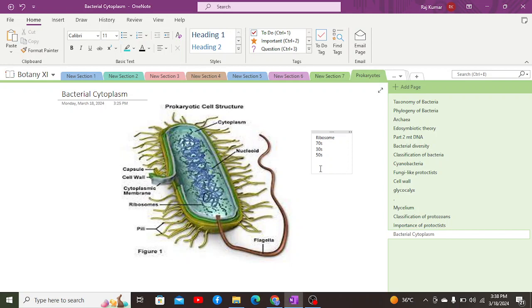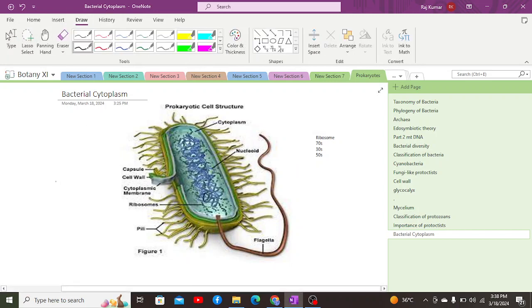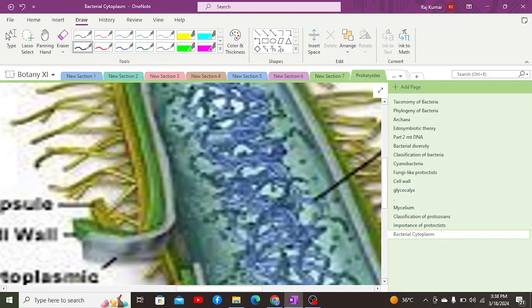When it comes to other characteristics, we do not have any particular membrane-bound organelle, but around the plasma membrane we have certain invaginations. Here we have the plasma membrane, and it is a bit invaginated inside. This invagination of the plasma membrane into the bacterial cytoplasm forms several infoldings or invaginations, and these are known as the mesosome.